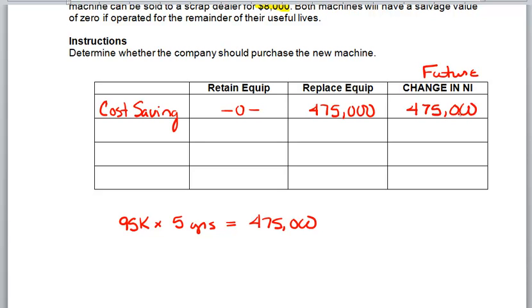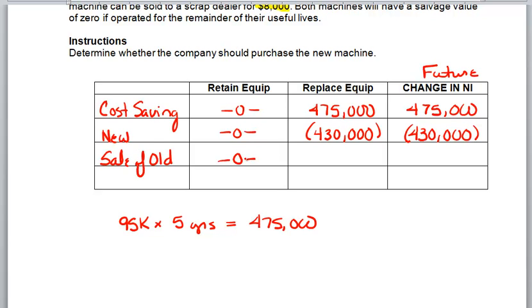by $475,000. Then we have to ask ourselves, is there any cost that's going into replacing it? We'd have a cost for the new machine, nothing under retaining it, but if we replace it, it would cost us $430,000. So that's a cost. There is no other cost, but we do have the proceeds from the sale of the old one. Again, we would not get it if we retain the old equipment. We get it if we sell it by replacing it. So that $8,000 increases our future net income.